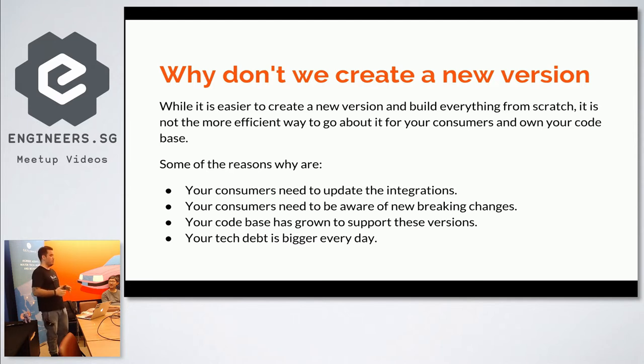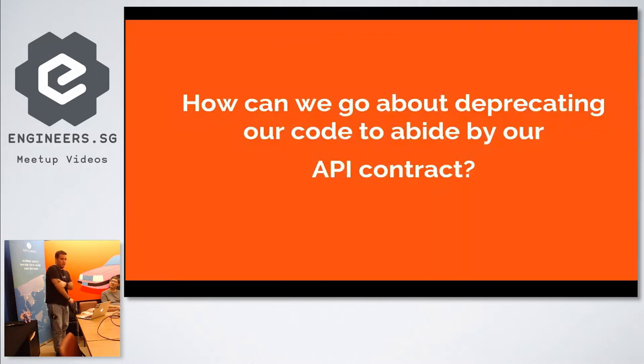The problem is when you shift your API from version 1 to version 2, there are people who are depending on you, depending on your code, and they are relying on you in order for them to keep their business open. So that is when you realize that you need to take care of these contracts, right? And your tech debt is bigger every day. As I said before, you are just creating files, and then out of nowhere, you have something that you don't even know how to control. So how can we go about deprecating our code to abide by our API contracts?